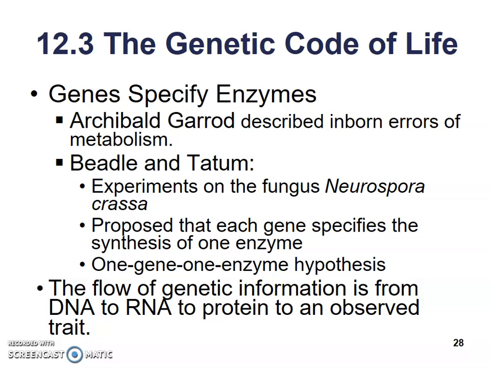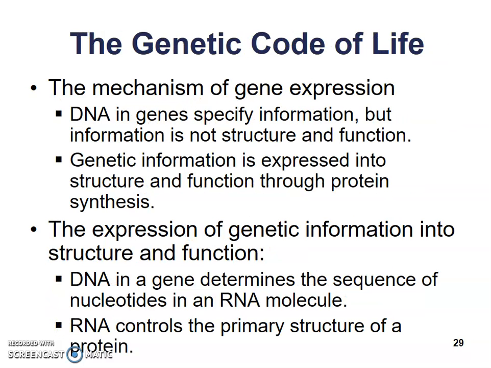The flow of genetic information is from DNA to RNA to protein, which can be observed using our eyeballs or different methods. The genetic code of life, the mechanism of gene expression. Genes are found in DNA. DNA and genes specify information, but information is not structure or function. So it would be like the blueprints of a house. Okay, they tell you how to build the house, but they're not actually the house.